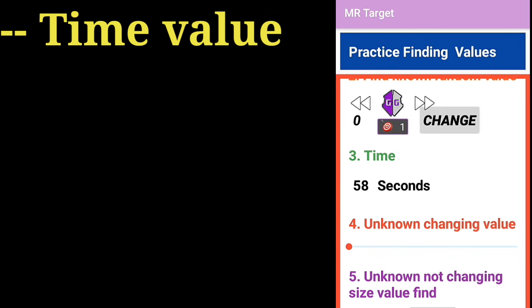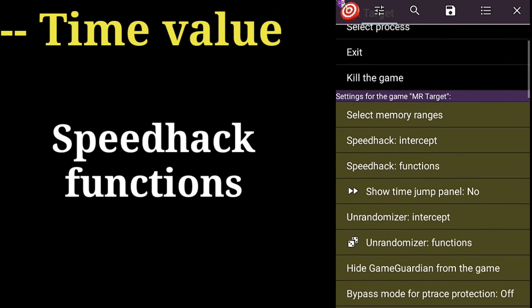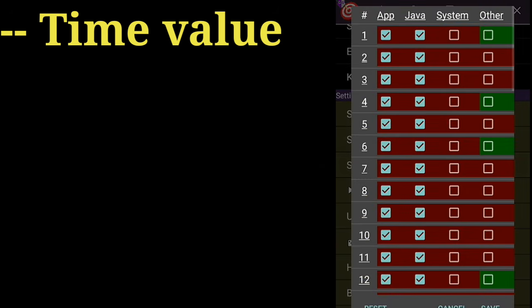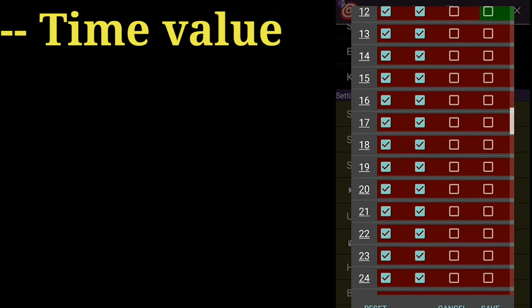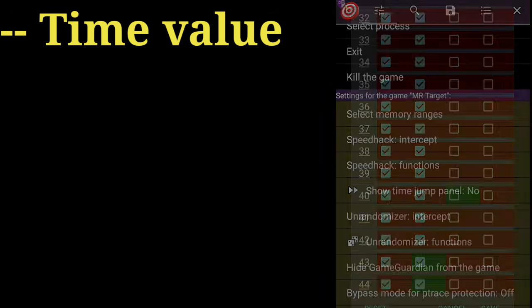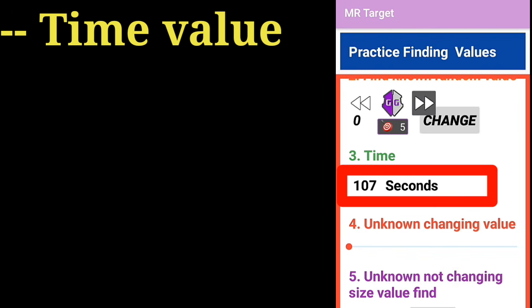Now open the Game Guardian and go to the top left corner. Select speed functions and tap all Java boxes and tap save. After that, cancel the Game Guardian and repeat the process. Now the time speed has started working.